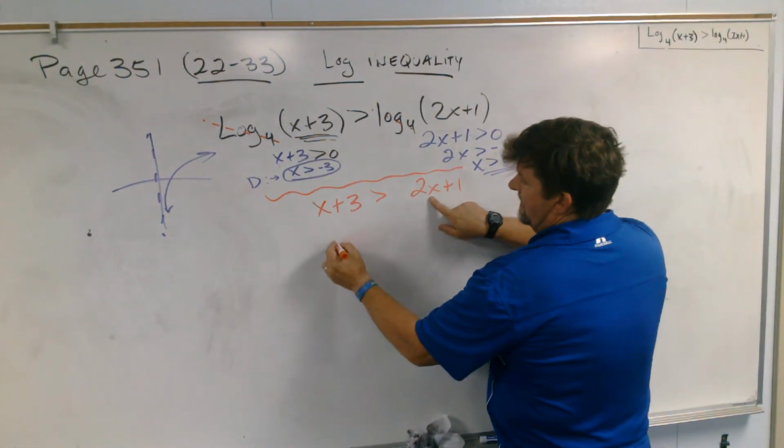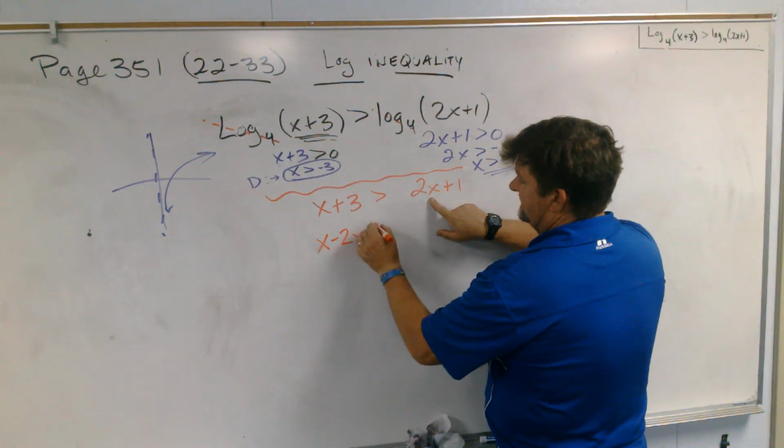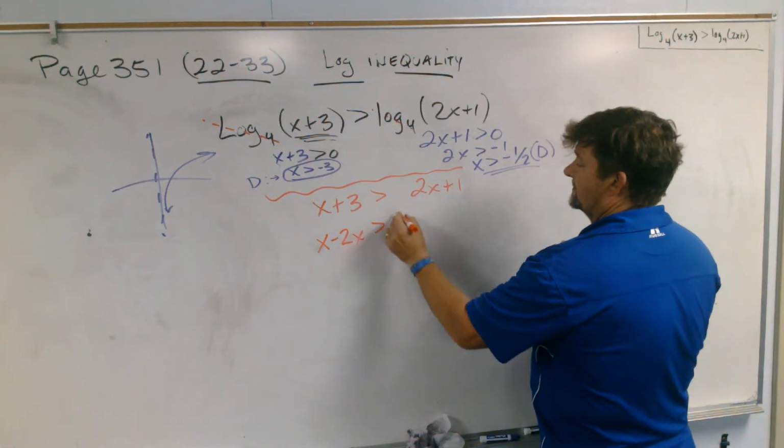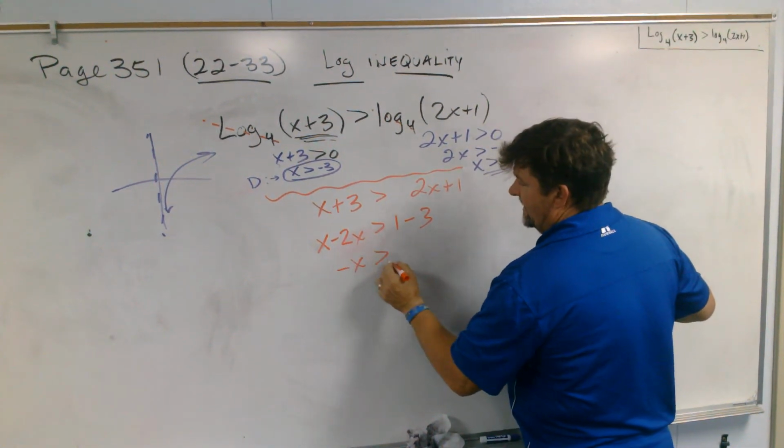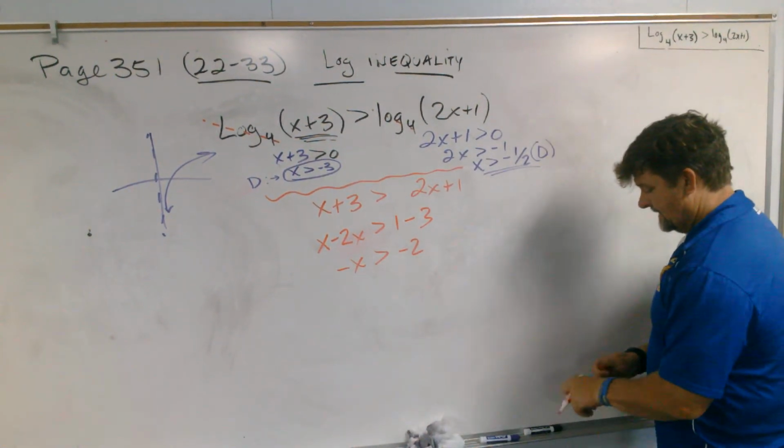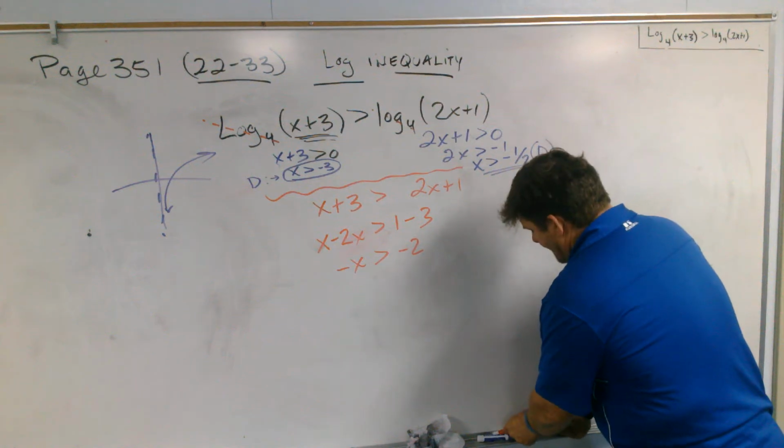This is going to move over here, so I get x minus 2x. This is going to move over here, so I get 1 minus 3. I get negative x is greater than -2. I am going to divide by a negative.